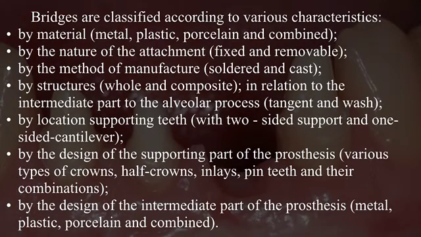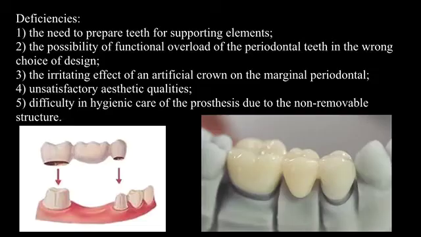Partial fixed dentures, or bridges. Bridges are classified according to various characteristics: by material, by the nature of the attachment, by the method of manufacture, in relation to the intermediate part of the alveolar process, by the design of the supporting part of the prosthesis, by location of supporting teeth, and by the design of the intermediate part of the prosthesis.